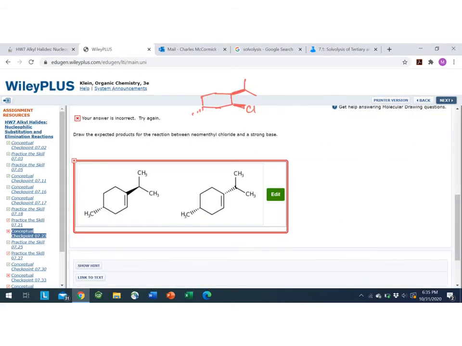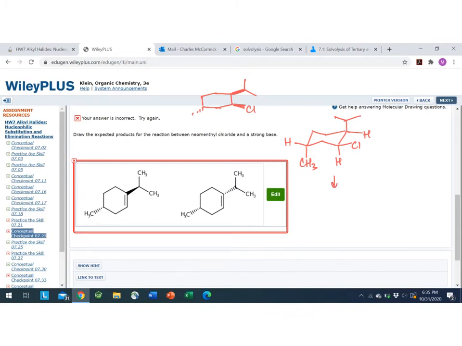So here we have the neomethyl chloride. This is a diastereomer of the methyl chloride. We'll do the same thing and convert the flat cyclohexane to the chair. You can see now that the chlorine is equatorial, so we have to do a chair flip to get it axial. That's required.